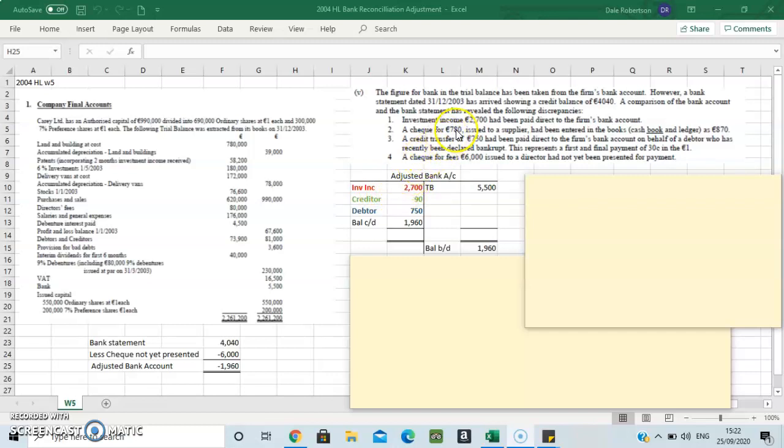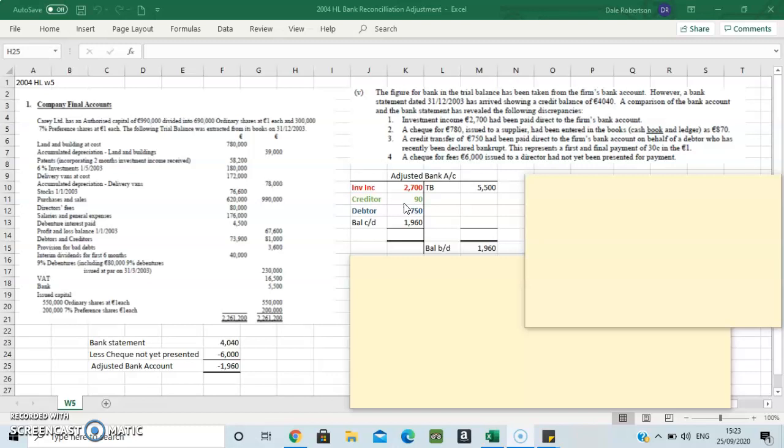We were unaware that a check of 780 issued to a supplier has been entered in the books, cash book and ledger as 870. Now in accounting, a supplier is a creditor, somebody who we buy things from, and that check has been over-recorded by 90 euro. So therefore we have recorded 870 when it should have been 780. To rectify that we should put 90 euro back into the account, and that's a creditor error. 90 euro goes back in on the debit side because we have recorded too much leaving the account in that check.